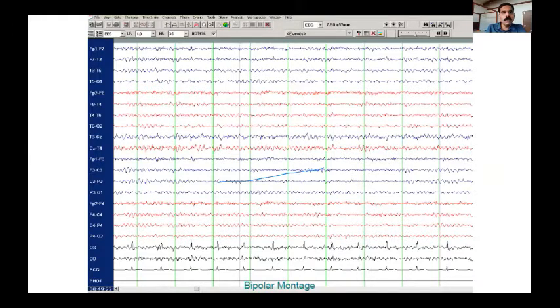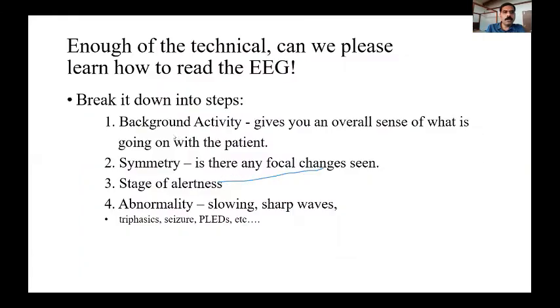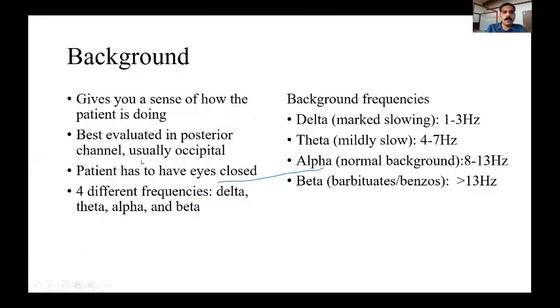So when it comes to background activity, it gives a sense of how the child is doing. It is best evaluated in the posterior channels, usually the occipital leads. The patient has to have eyes closed. And we have four different frequencies. I'm sure you all remember from your MBBS days: delta waves, theta waves, alpha and beta. Delta waves means the frequency is between 1 to 3 Hertz. Theta is 4 to 7 Hertz. Alpha is when the frequency is between 8 to 13. And we use the term beta when it is above 13 Hertz.